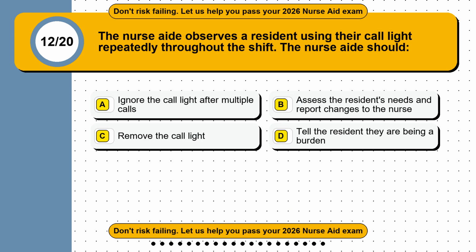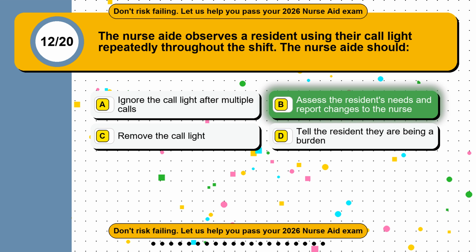Question 12. The nurse aide observes a resident using their call light repeatedly throughout the shift. The nurse aide should: Option A. Ignore the call light after multiple calls. Option B. Assess the resident's needs and report changes to the nurse. Option C. Remove the call light. Option D. Tell the resident they are being a burden. The correct answer is option B. Assess the resident's needs and report changes to the nurse.